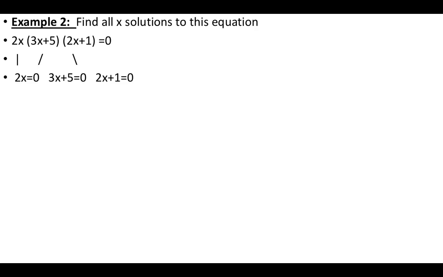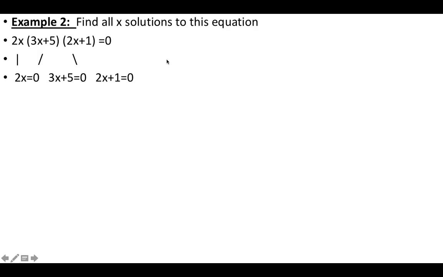Step 2, you must solve each of the products for x. That's how you're going to find all the x values that make this equation true, that make this equal to 0. So here, 2x equals 0. I'm going to divide both sides by 2. 0 divided by 2 is equal to 0. Remember, when 0 is on top, it's 0. Right here, we're going to get x equals 0. Here, I'm going to subtract 5, then divide by 3. Over here, I'm going to subtract 1, then divide by 2 to get my solution.